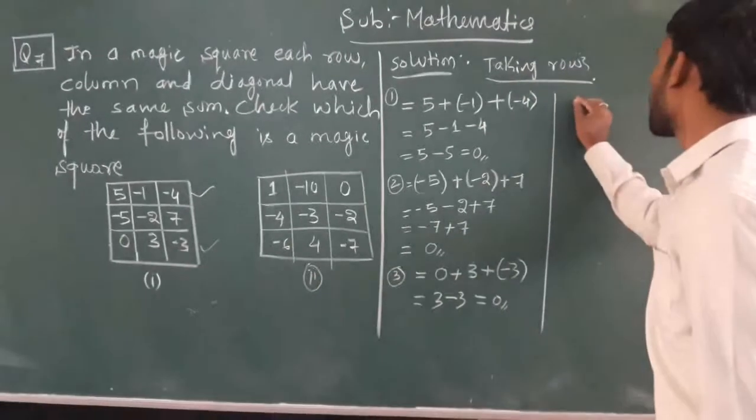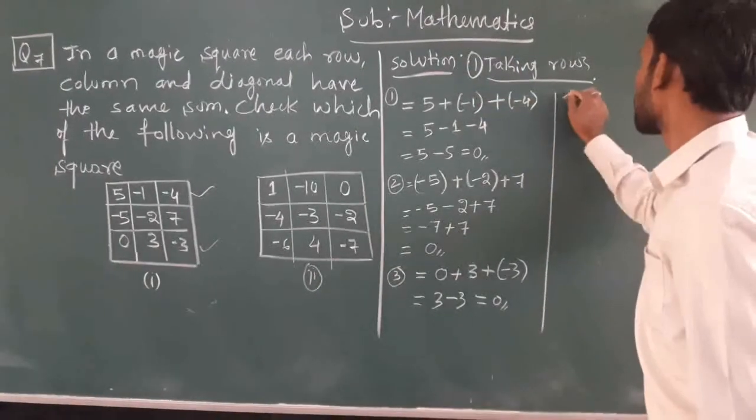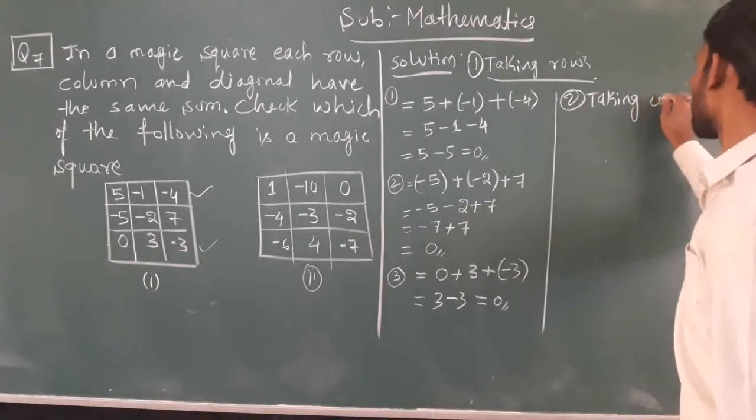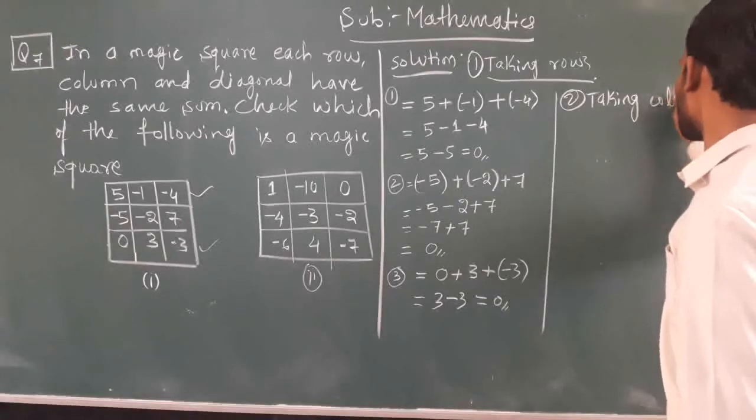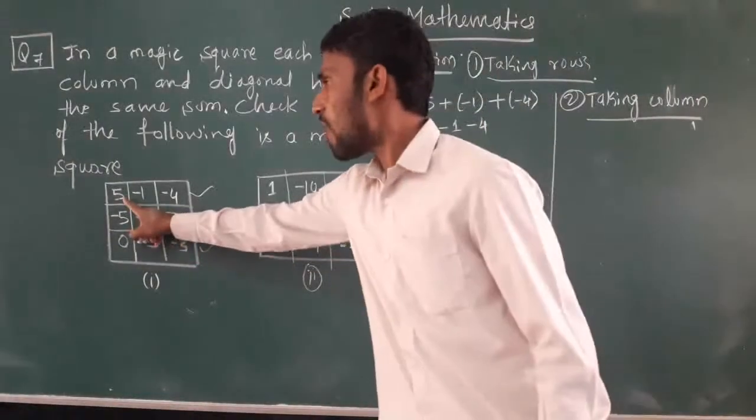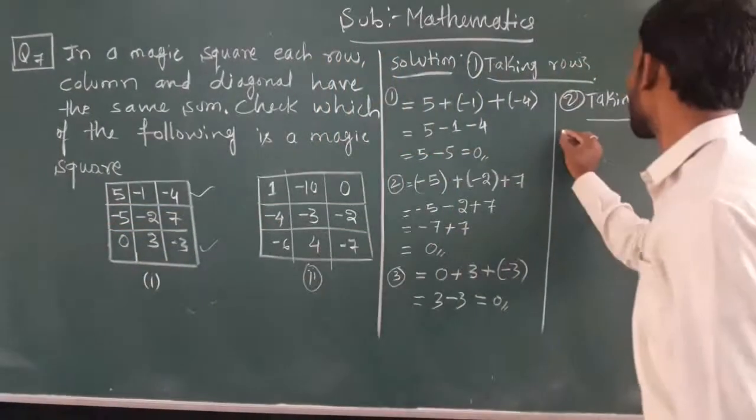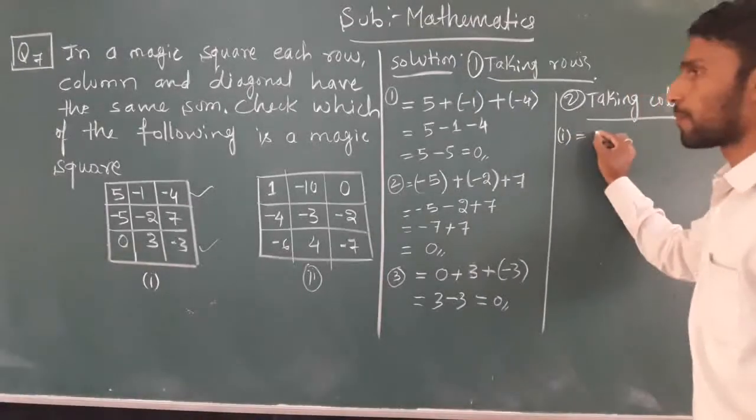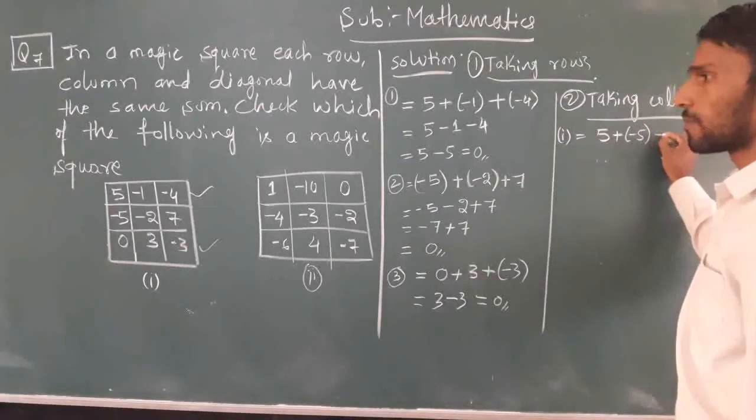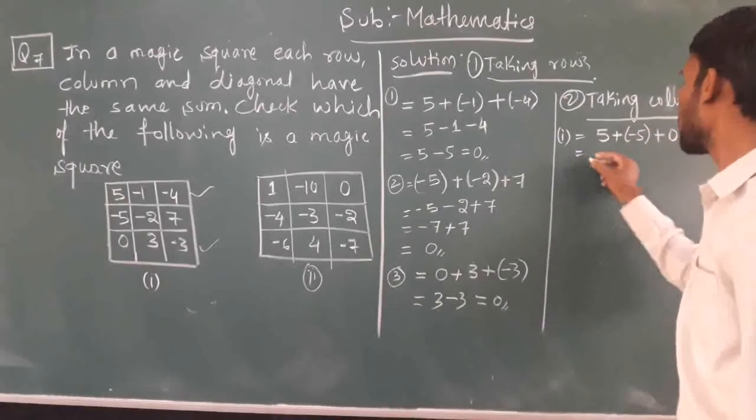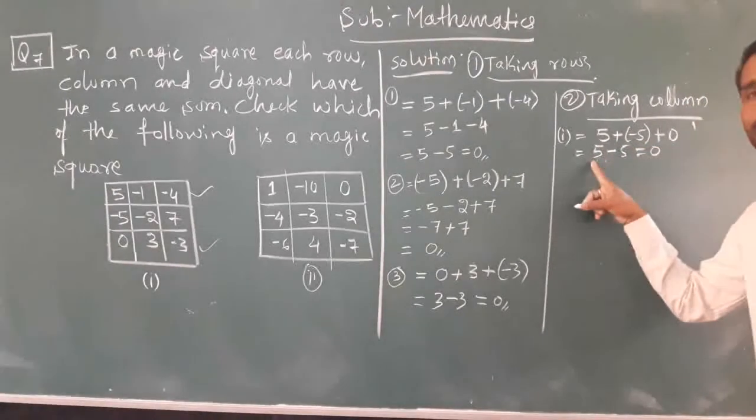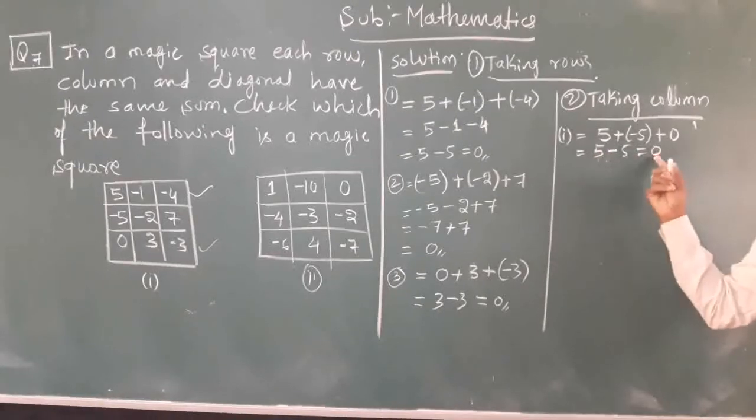Next I am taking here columns. See, first column: 5, minus 5, 0. When we add 5 plus minus 5 and 0, the answer is 0. When we do subtraction, 5 minus 5, we will get the answer 0.